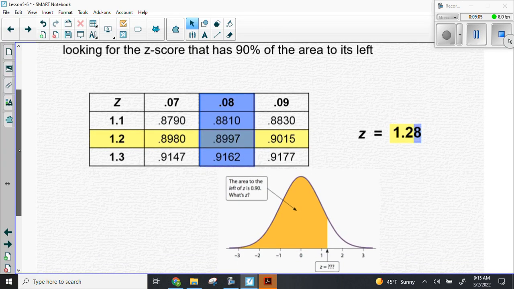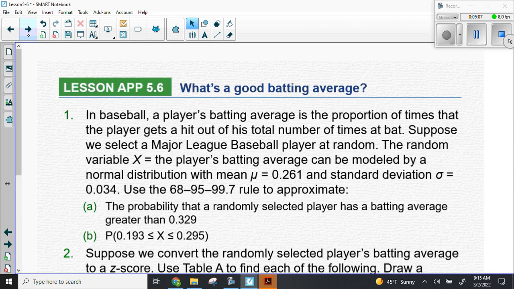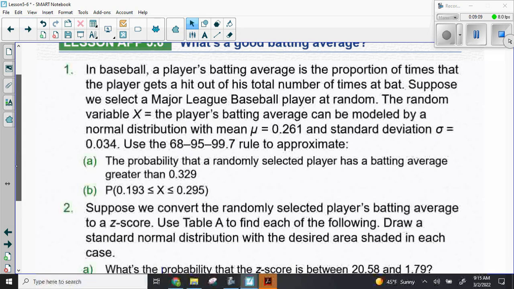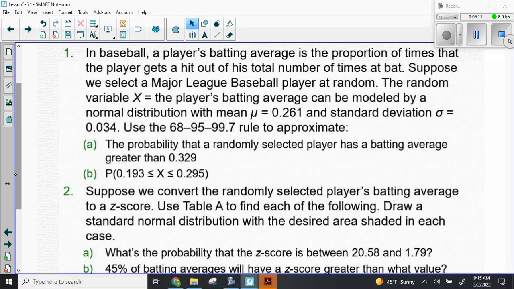Okay. Let's actually do an example. In baseball, a player's batting average is the proportion of times that the player gets a hit out of his total number of times at bat. Suppose we select a Major League Baseball player at random. The random variable x equals the player's batting average and can be modeled by a normal distribution with a mean mu equal to 0.261 and a standard deviation sigma equal to 0.034.